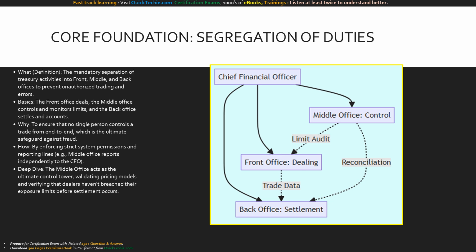Crucially, the middle office casts a watchful eye over both, auditing the front office's limits and reconciling the back office's entries. This triangulated tension is deliberately designed to catch human errors instantly and make internal fraud virtually impossible.